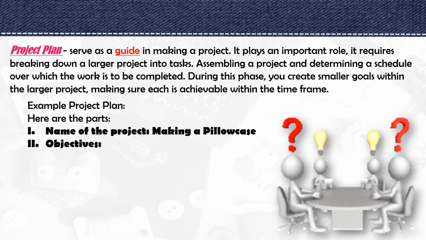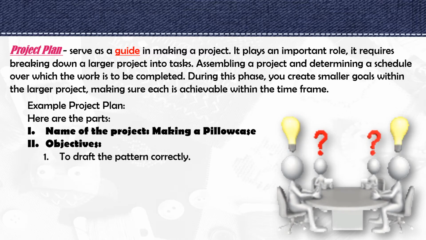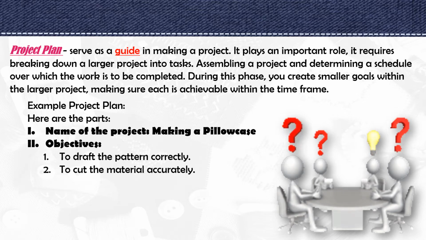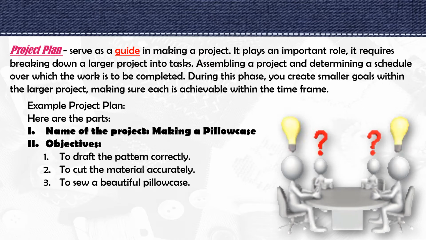The second part of the project plan is the objectives. When we say objectives, these state the goal of your project. So examples of objectives in making a pillowcase: first, to draft the pattern correctly. Second, to cut the material accurately. And number three, to sew a beautiful pillowcase. So those are the objectives in making a pillowcase.